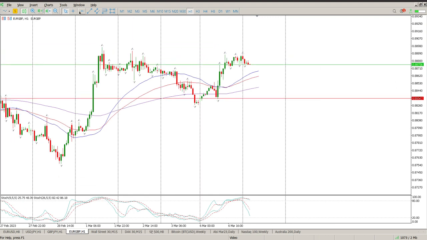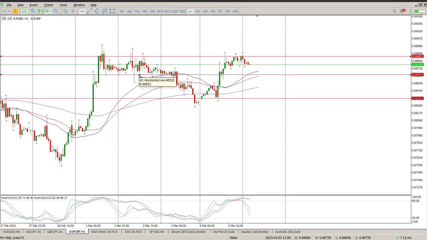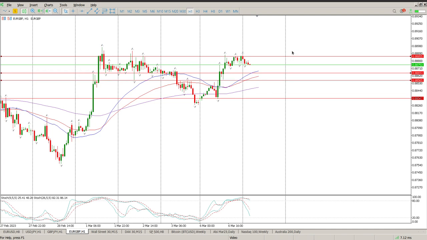My concern here is this level that we are battling with right here. So I would say I need to put two levels in here, so just give me one sec. There we go. I would say I'm looking for a move back to 088653 or alternatively 088565.